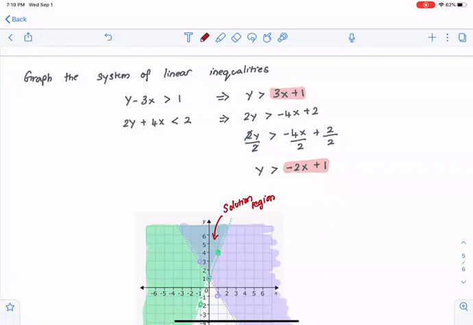Calvin, the sign should not have flipped. It should be simply greater than. That's a good catch.